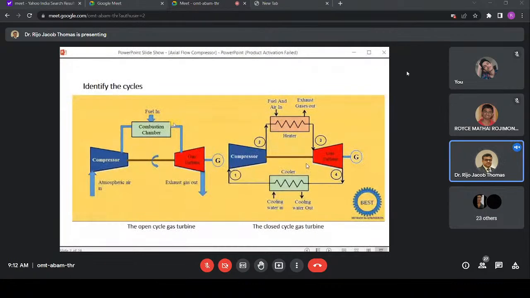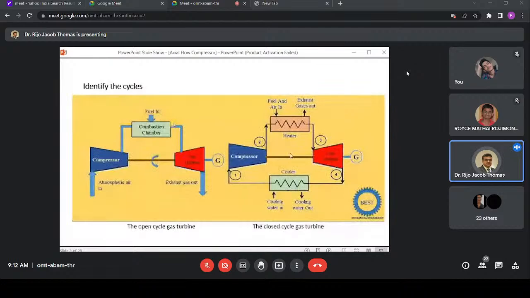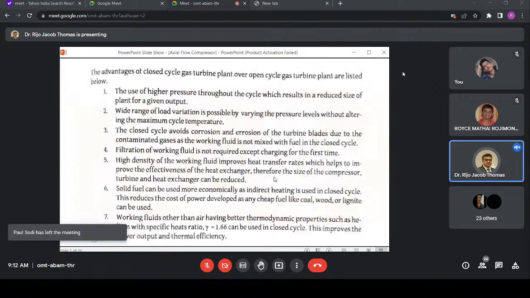Right. Then it says that filtration of the working fluid is not required except for charging for the first time, because here you can see that it's a closed cycle. You are not allowing any new thing to come in. So at the start of the process, you need to admit some helium gas, but in the open cycle, each time atmospheric air is taken, you need to take care that dust is not there, and water vapor is not there. A lot of things we have to avoid with a filter at the inlet, so that has to be done each time. Then the filters will get clogged and things like that. So closed cycle doesn't have that problem, because it is a closed one and the same fluid is rotating.